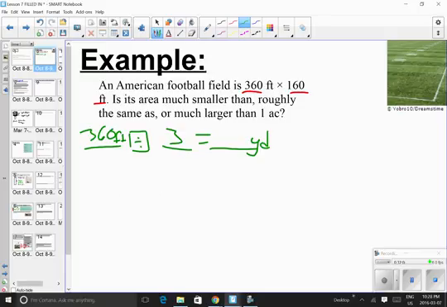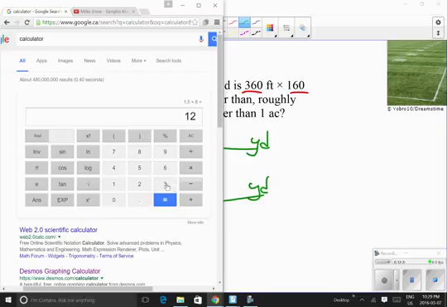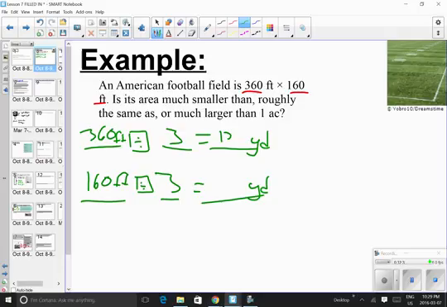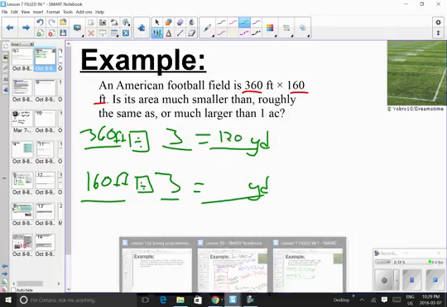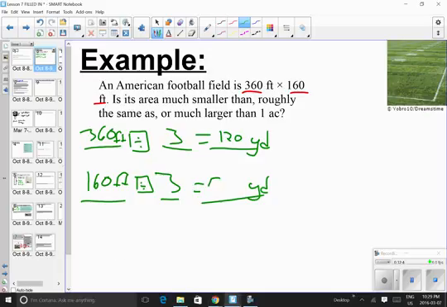All right, and I'm going to do 160 feet. Again, I'm going to divide by 3. And that'll give me my other dimension in yards. So let's jump to my calculator and do those two real quick. 360 divided by 3 was 120. And 160 divided by 3 equals 53.3. Not 5, 3.